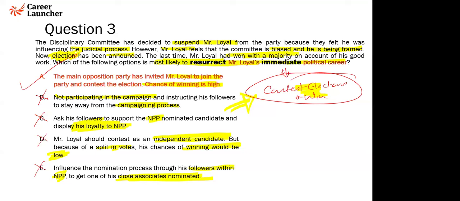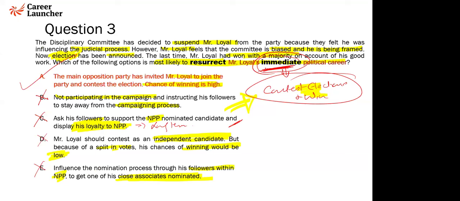Okay, there's a question from Himanshu. Before that, there's a question which has come from Anurag. Anurag, please read the question. The question is not long term, the question is immediate political career. We are saying choice C is a good long term solution, but we are not interested. The criteria is immediate, not long term. At best, this is a long term solution, but we are not interested in long term. We are interested in immediate. Okay, Anurag, I hope that clears it for you.